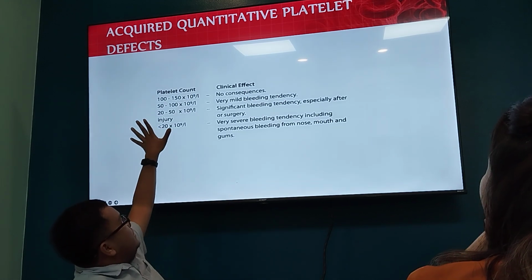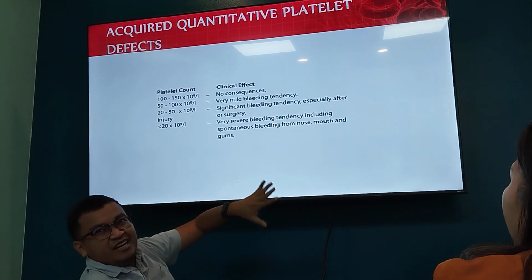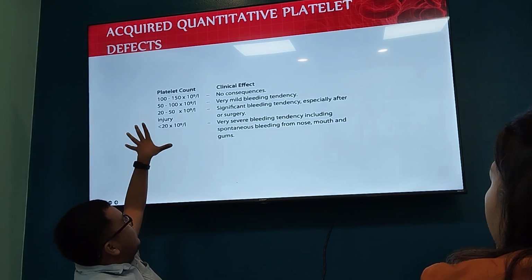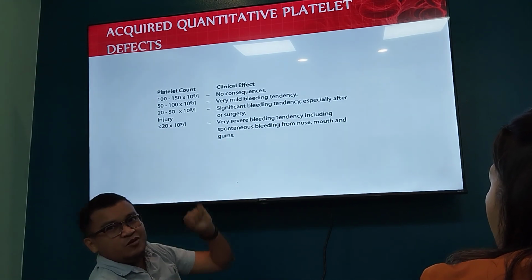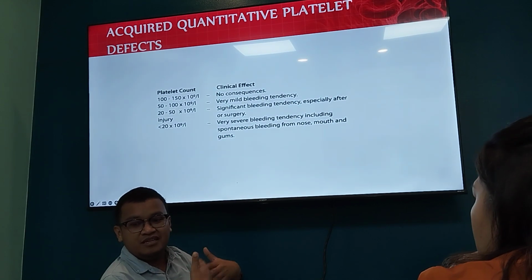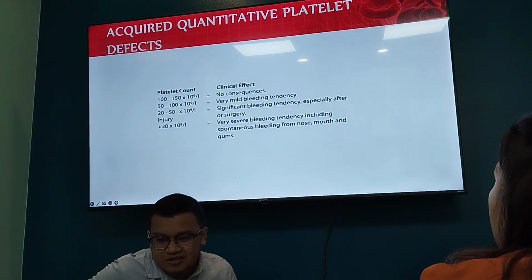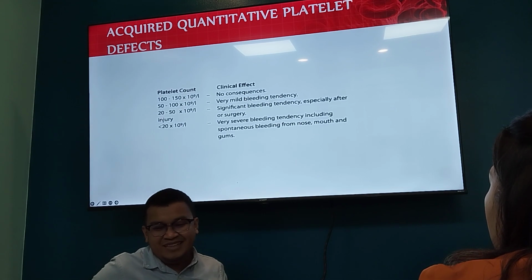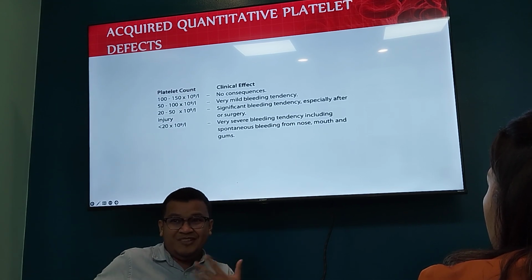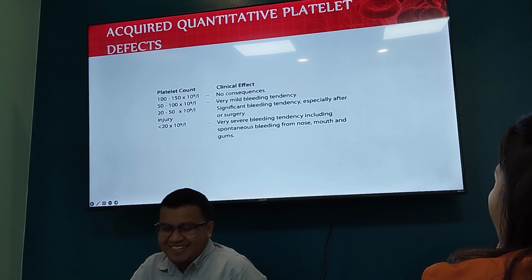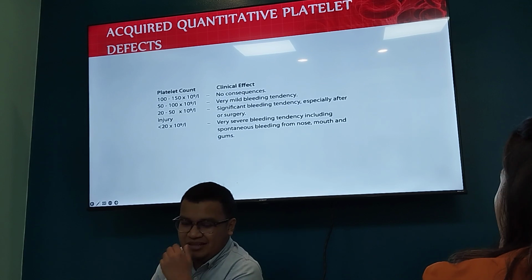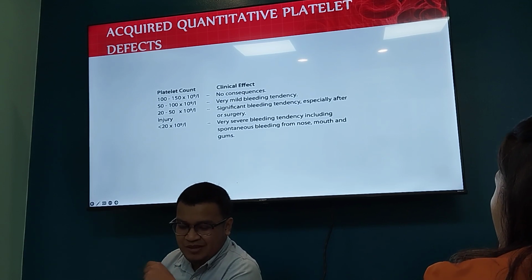So around 100 to 150, okay lang mag-operate ka. Wala namang problema, sir. Pero pag mas bumaba na, dun sa 50, medyo may risk na siya for bleeding. Alright? Pero definitely, pag less than 20 yan, magsasalang na kami ng platelet dyan bago ipa-clear nyo na sa akin. Basically, yun nga, it depends on the count.